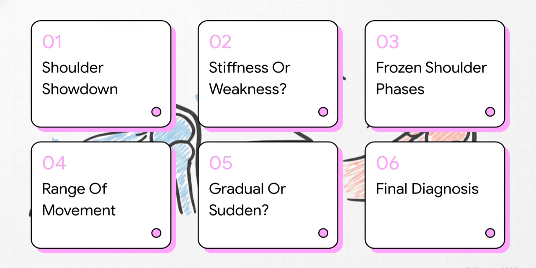Okay, let's dive into this. Here is our detective's notepad for today. 1. The shoulder showdown. 2. Stiffness or weakness. 3. Phasing the frozen shoulder. 4. Testing range of movement. 5. Gradual decline or sudden trauma. And finally, making your final diagnosis.